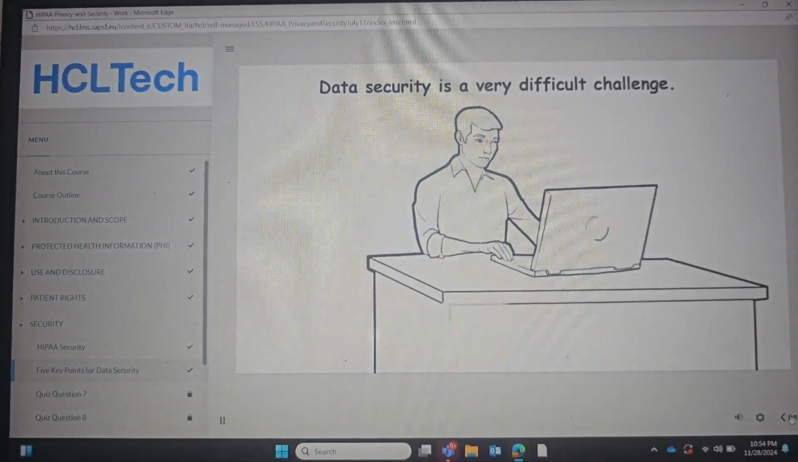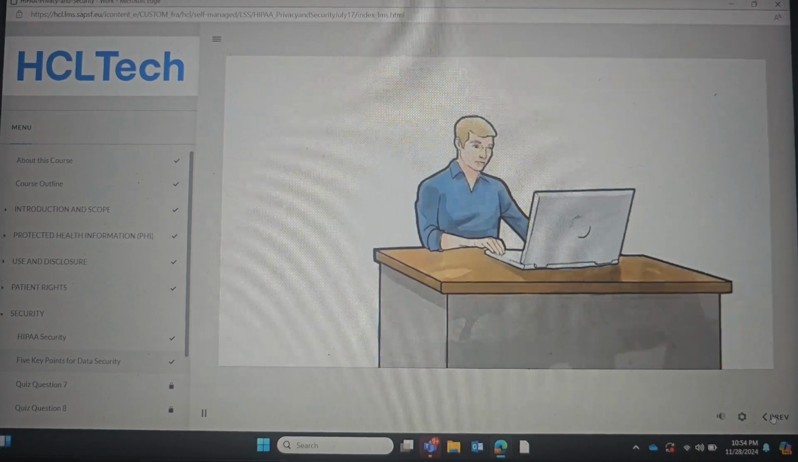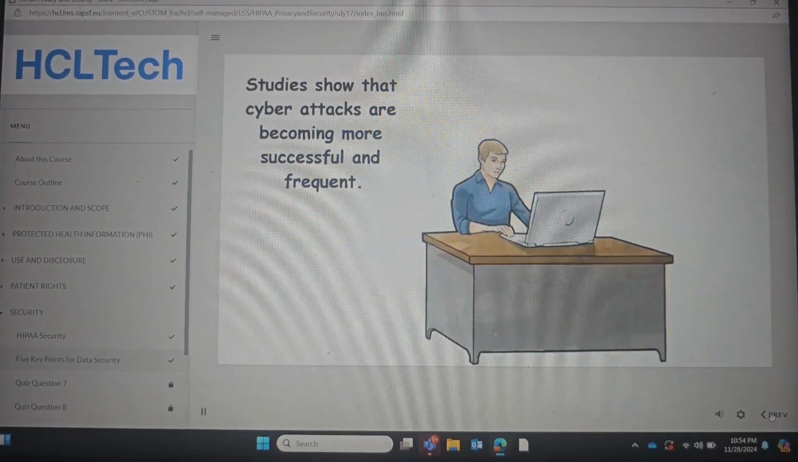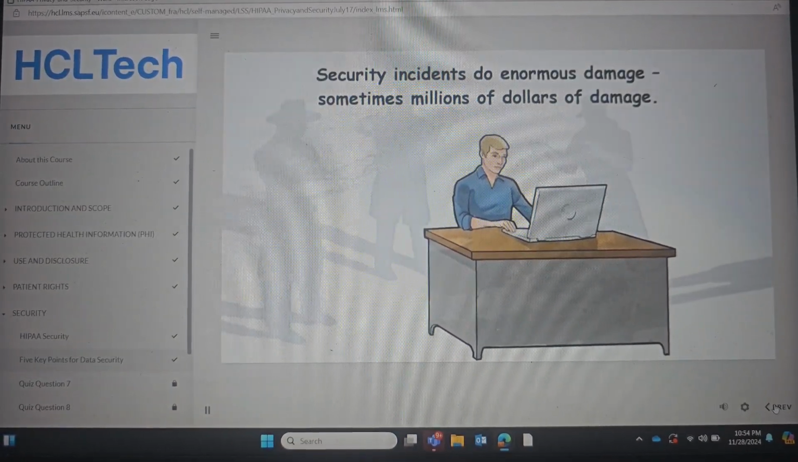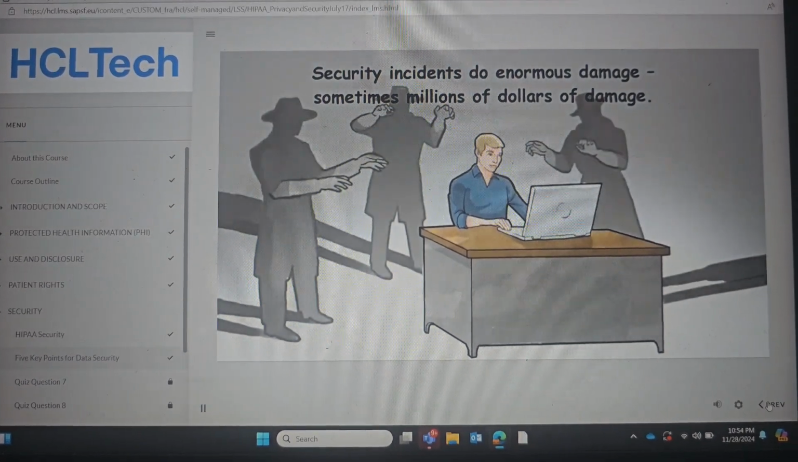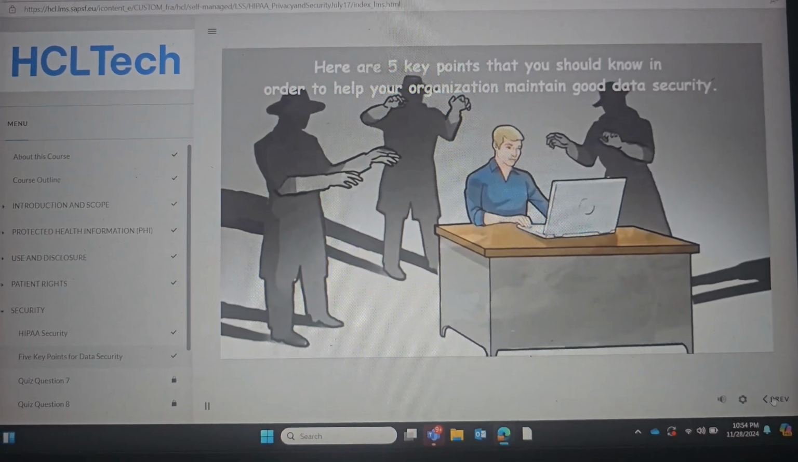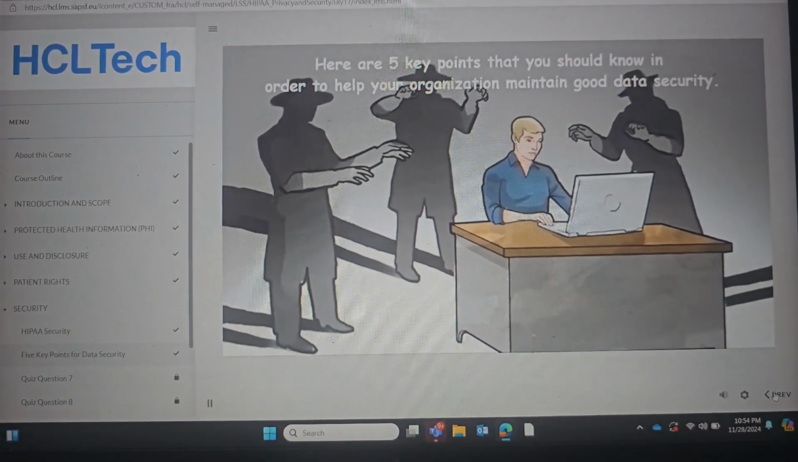Data security is a very difficult challenge. The threats out there are numerous and daunting. Studies show that cyber attacks are becoming more successful and frequent. Security incidents can cause enormous damage, sometimes millions of dollars of damage. Here are 5 key points that you should know in order to help your organization maintain good data security.